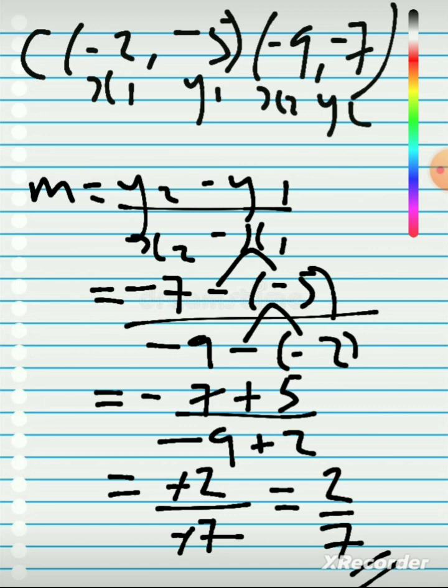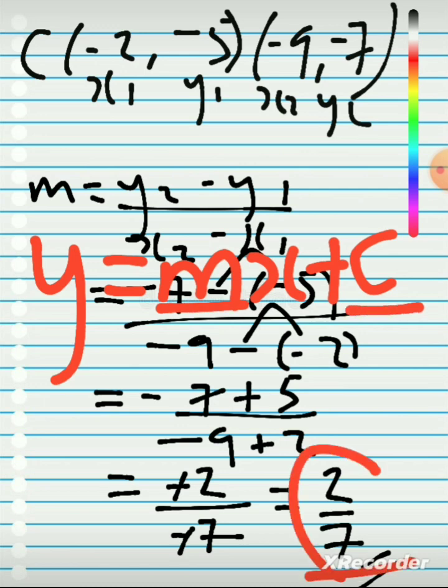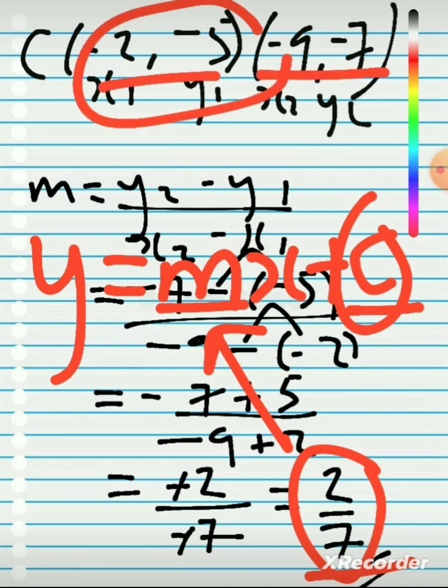Next, remember, we want to make sure that we know the value of m in this formula. We know the value of m, which is 2 over 7, and also the value of c. So this 2 over 7, we put it back here. Then after that, we solve for c. For c, you need to pick coordinates to use. You can pick these or these. Since both of them have got negatives, we have no choice.